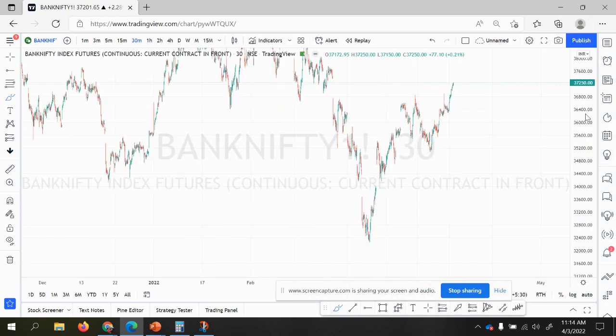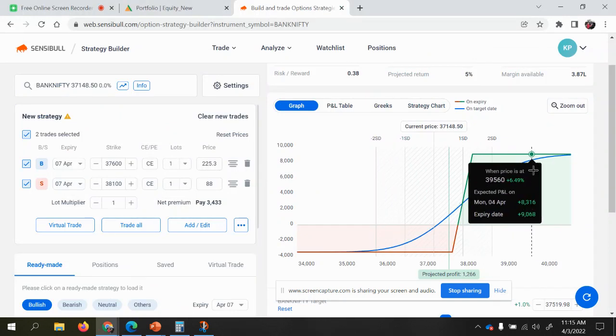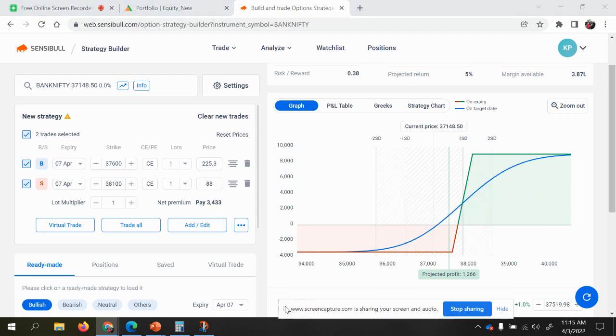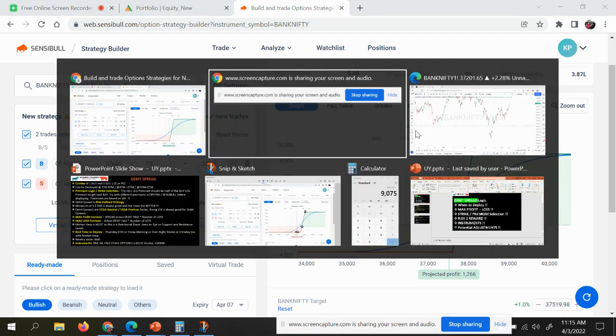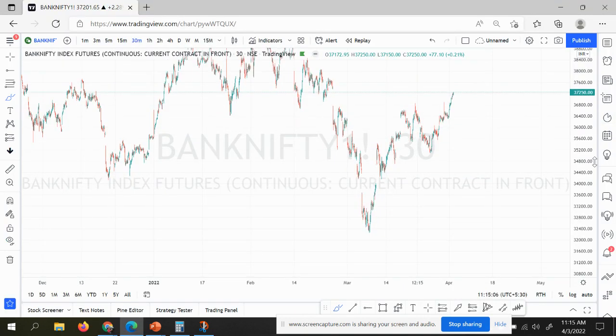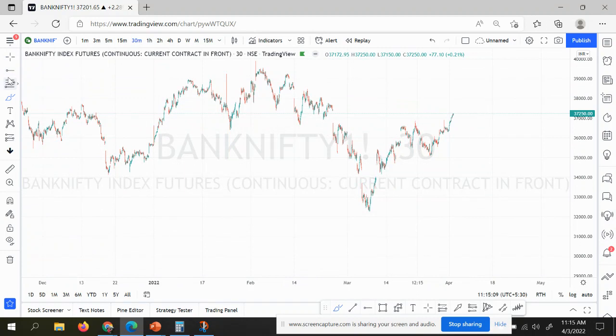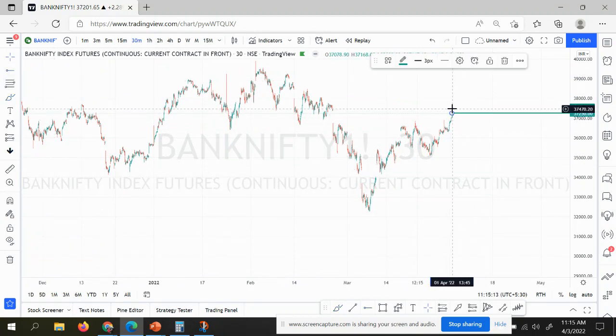Right? So friends, if you look at this payoff graph, it is showing something horizontal, so do not get confused. I'll try to replicate the same thing on the chart. Let me go to my TradingView. All right, so let's say your price is here. The current price stands here.